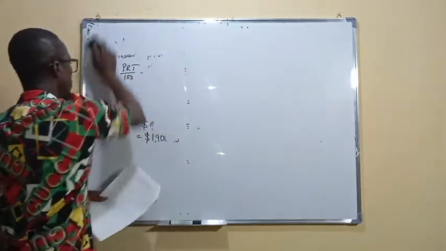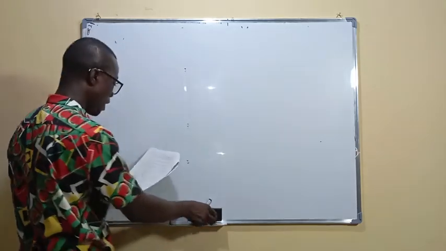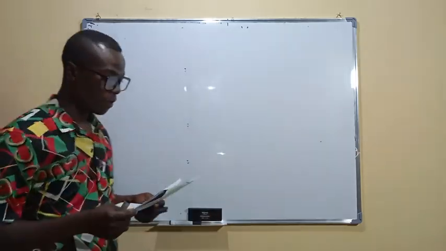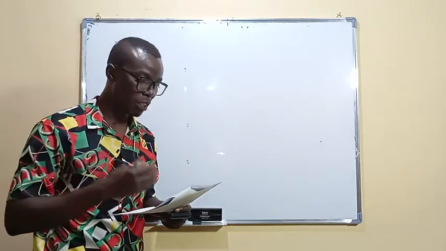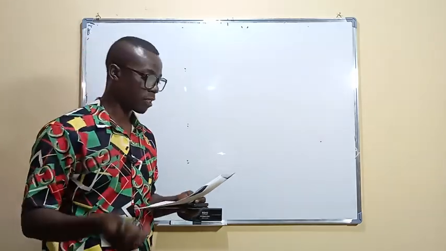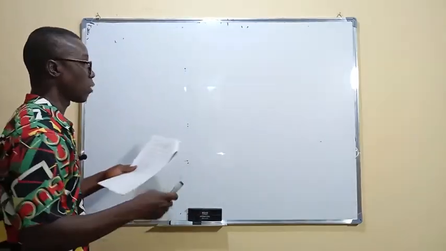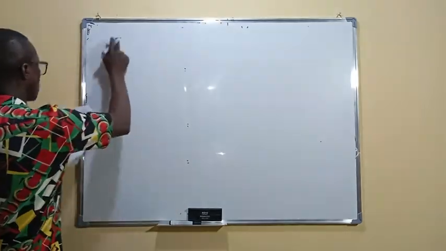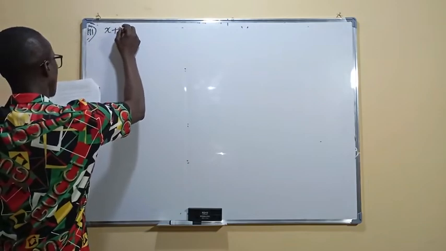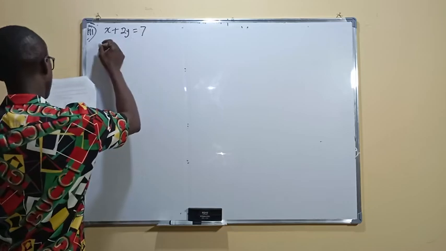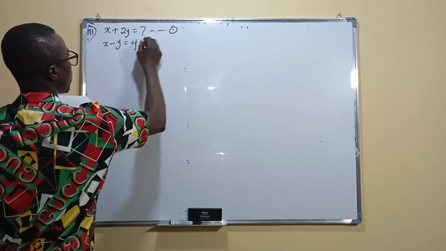So we move to solve question 11. Now question 11 says, find the equation of the line that passes through the origin and the point of intersection of the lines x plus 2y equal to 7 and x minus y equal to 4. So we are having two linear equations here: x plus 2y equal to 7, and then x minus y equal to 4. This is equation 1, this is equation 2.